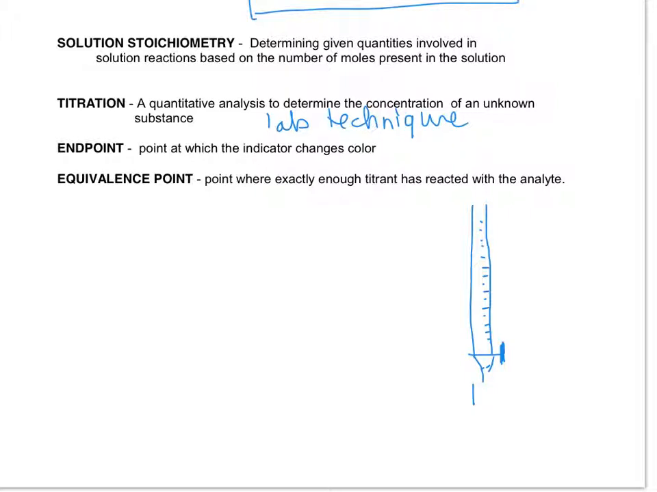Then you have an Erlenmeyer flask at the bottom. And so last year, we put acid in an Erlenmeyer flask, and we added an indicator to it that would change colors when the reaction is done. And then in the burette, we typically add the base.